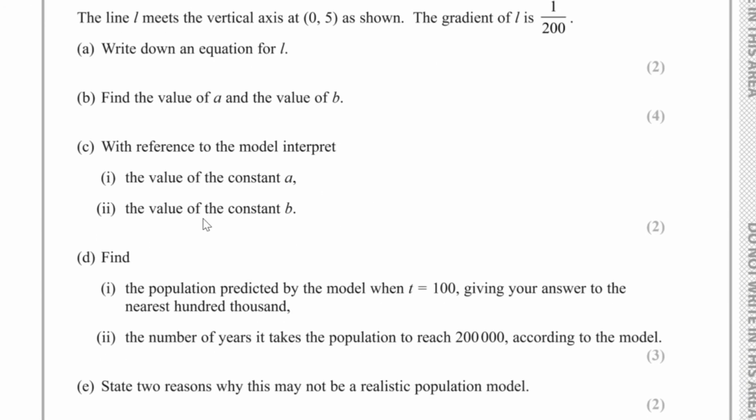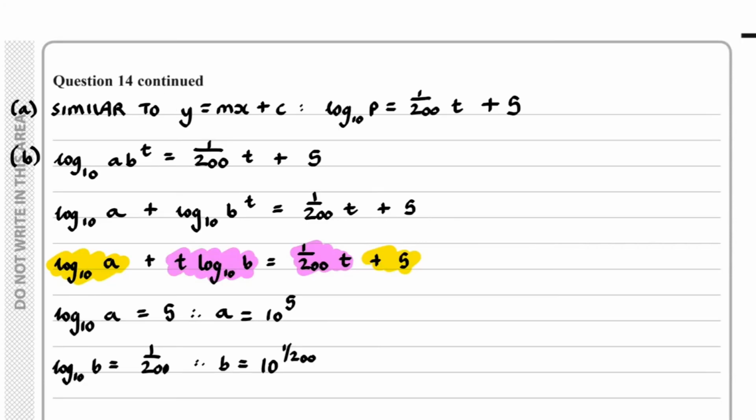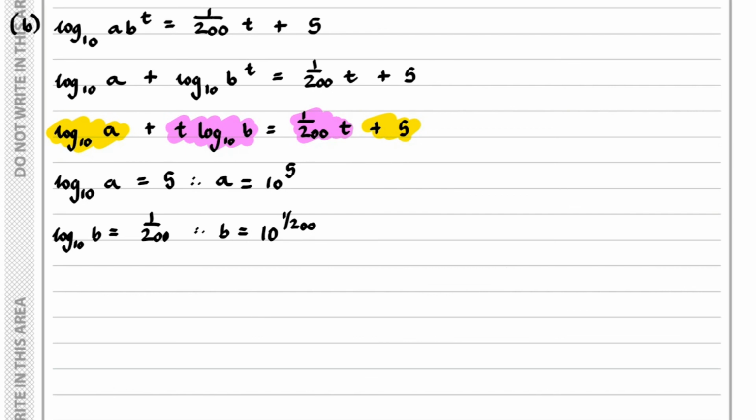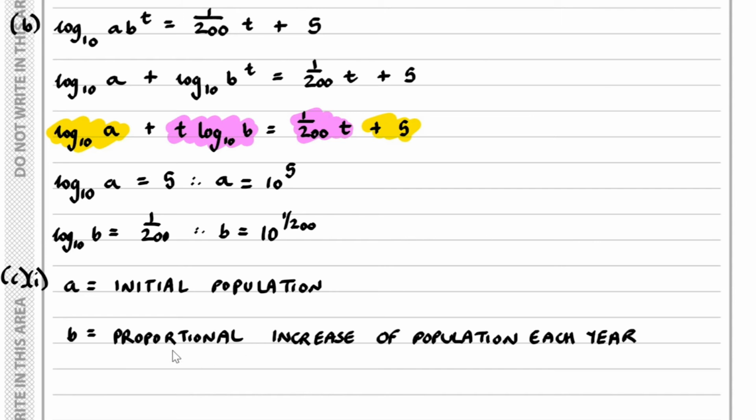For part C, with reference to the model, we have to interpret the value of a and b. Well, A would represent the initial population, and B would represent the proportional increase of the population each year.